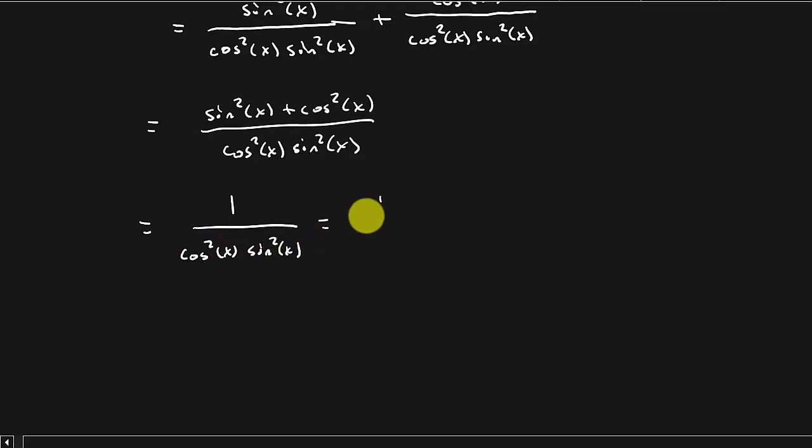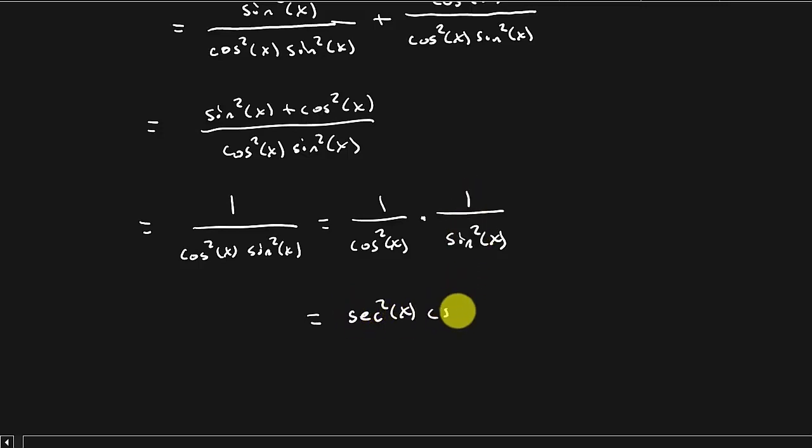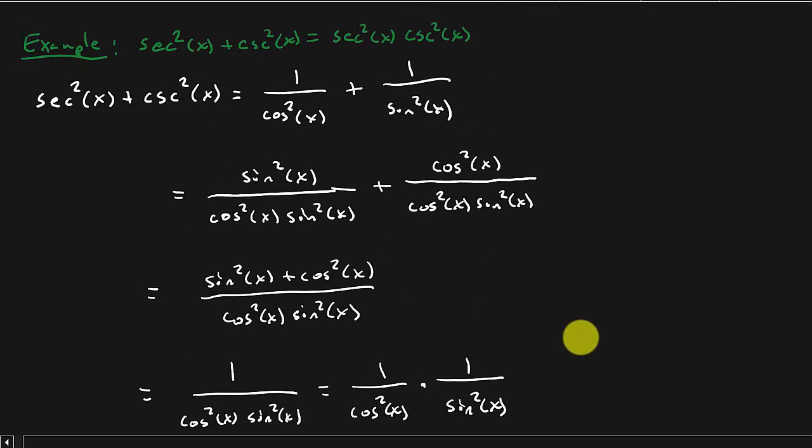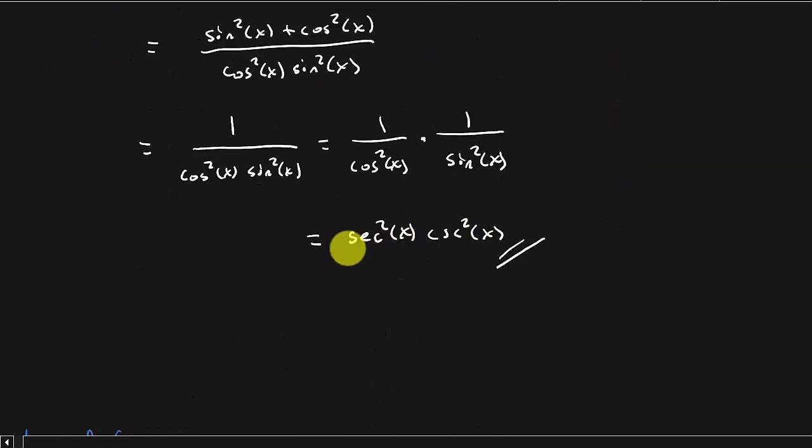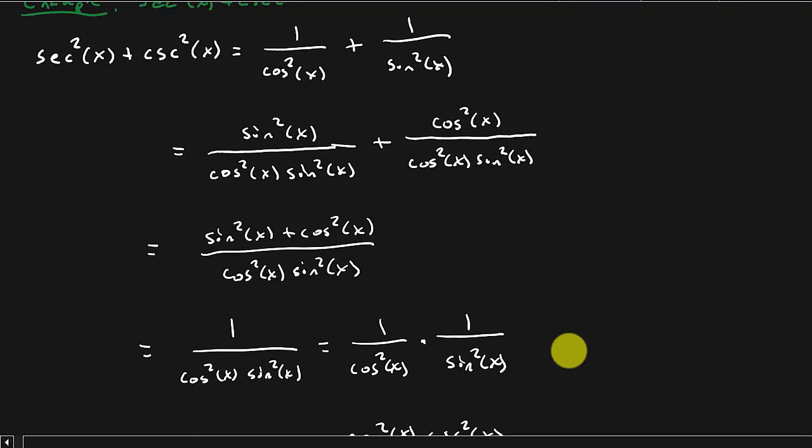And what we can do here is actually separate these like this. And so you can see, well, what's 1 over cosine squared? That's secant squared. And what's 1 over sine squared? That's cosecant squared. And there you go. You've got the right-hand side, secant squared, cosecant squared. There it is. And so that's verifying that identity.